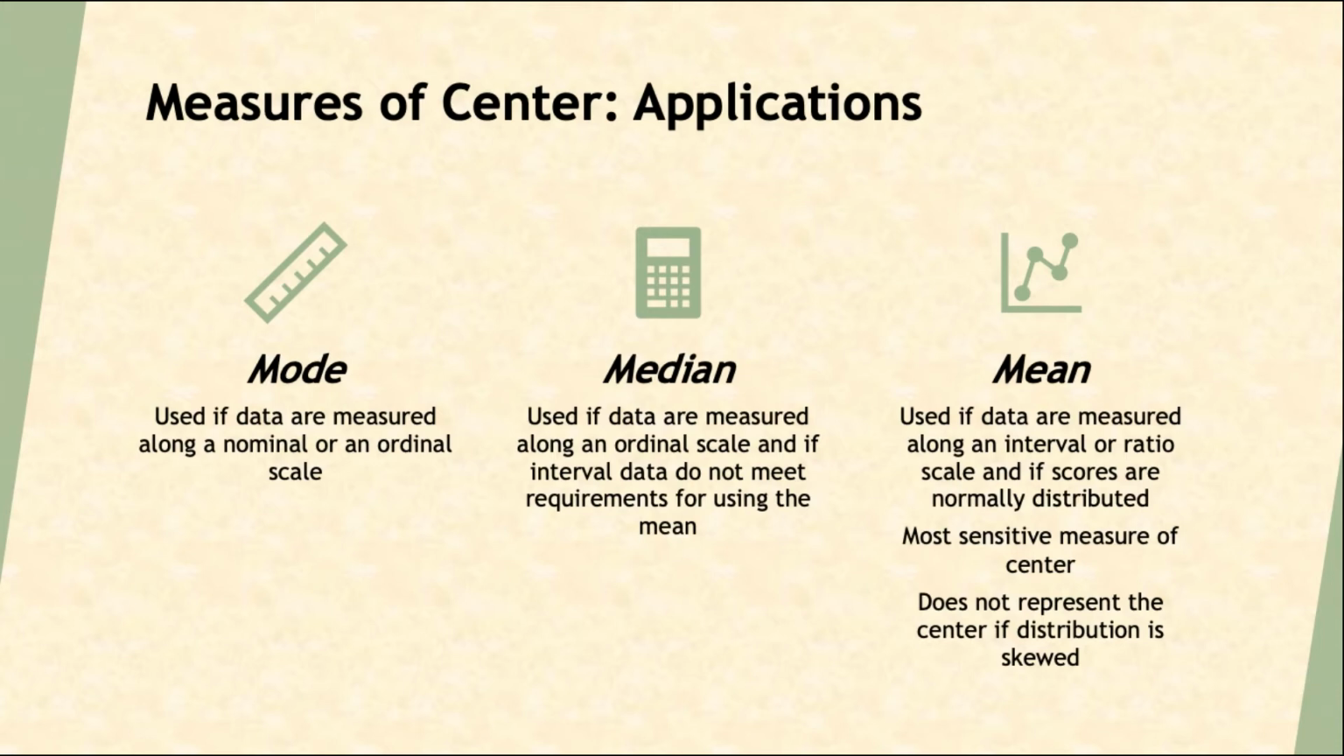So, measure of center applications, as we say now, we have three. The first one is the mode, used if the data are measured along a nominal or an ordinal scale. We have the median, used if the data are measured along an ordinal scale and if interval data do not meet requirements for using the mean. And the mean, used if data are measured along an interval or ratio scale and if scores are normally distributed. It is the most sensitive measure of center and does not represent the center if the distribution is skewed.